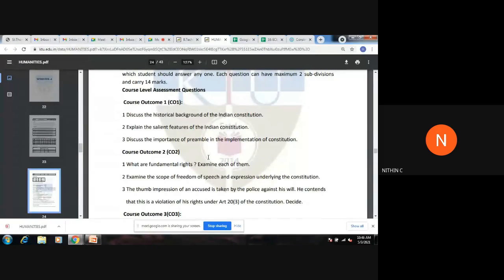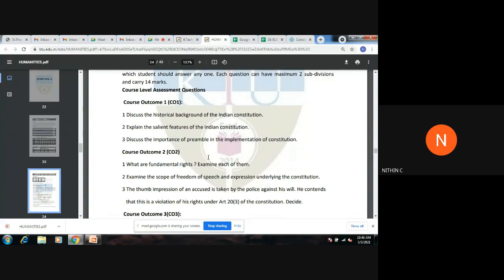Then discuss the importance of the preamble in the implementation of the constitution. Preamble നിങ്ങൾ കേട്ടിട്ടുണ്ടോ? ആമുഖം എന്നൊക്കെ നമ്മൾ പറയും. So we'll be having a preamble for our constitution. That is also a major part of our constitution. So the importance of the preamble will be discussed.